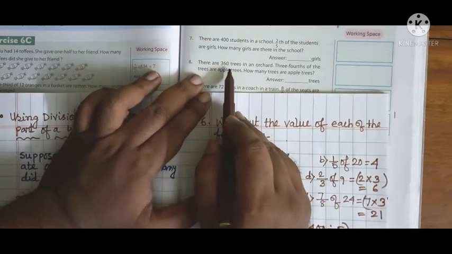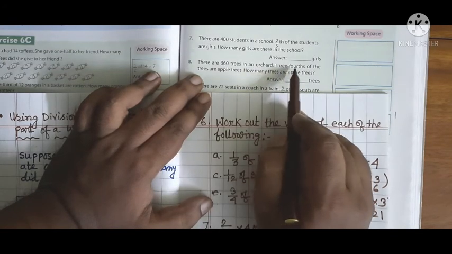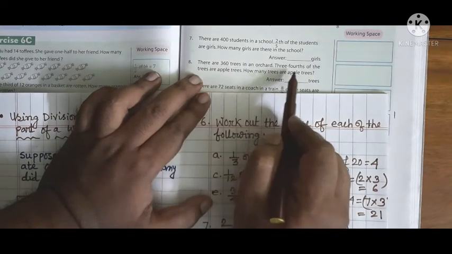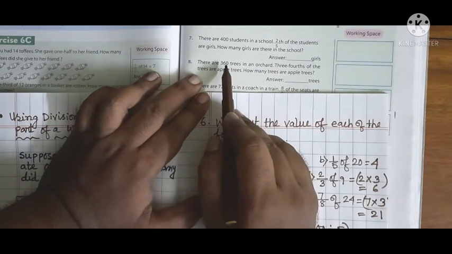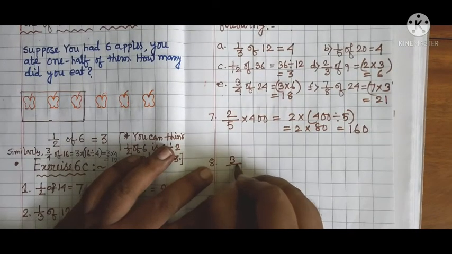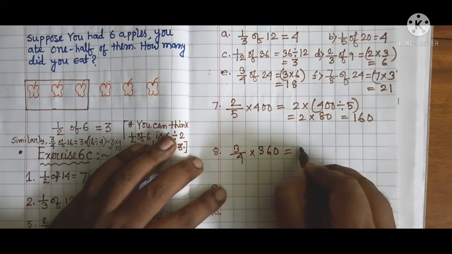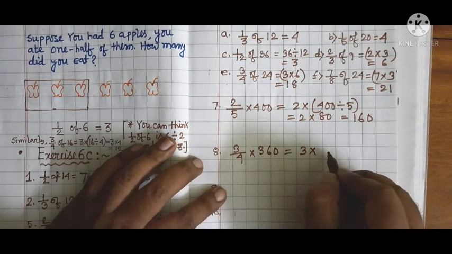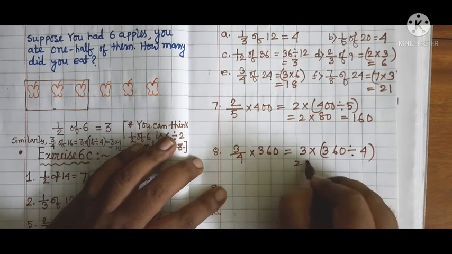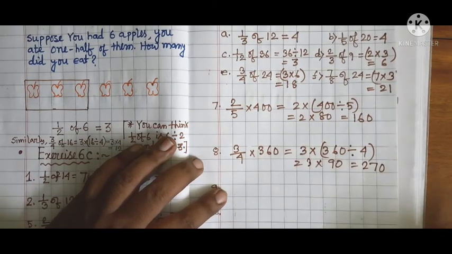Next, number 8 problem. There are 360 trees in an orchard. 3/4 of the trees are apple trees. How many trees are apple trees? 3/4 are apple trees out of 360. Then we can write 3/4 of 360. You can write 3 into 360 divide 4, that will be 3 into 90, which is equal to 270.